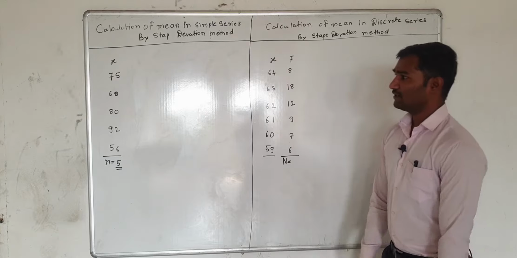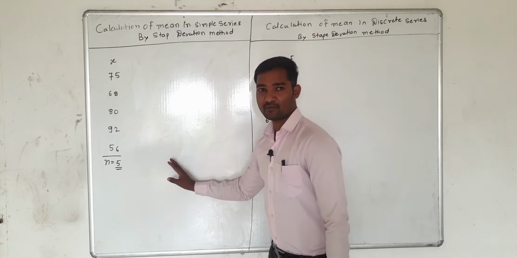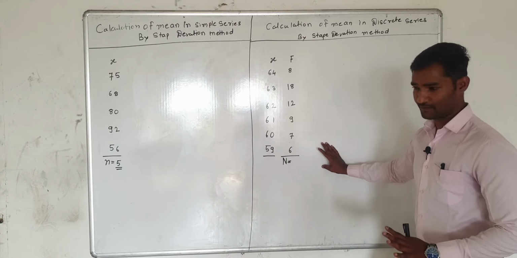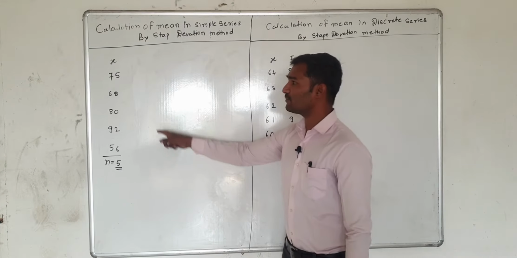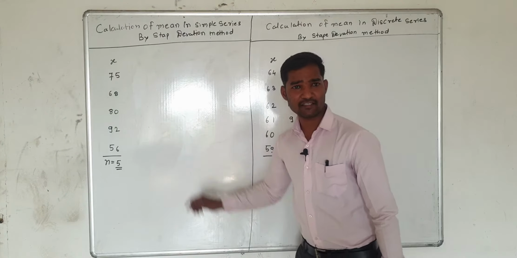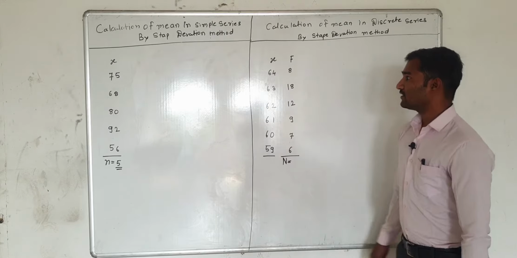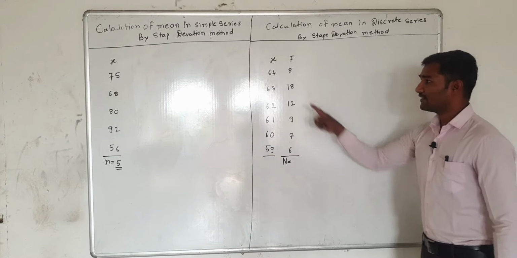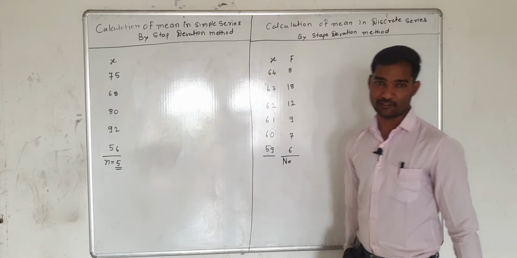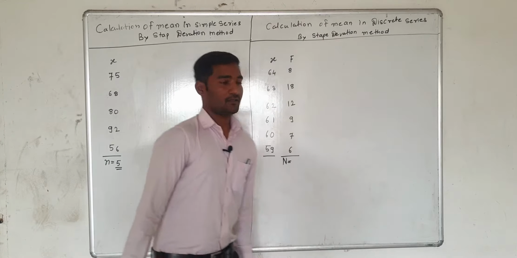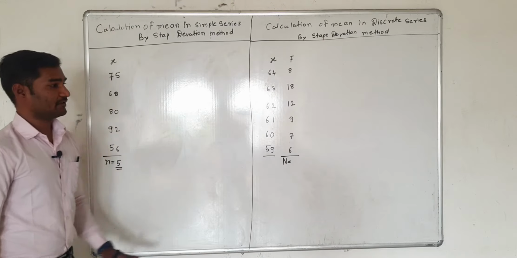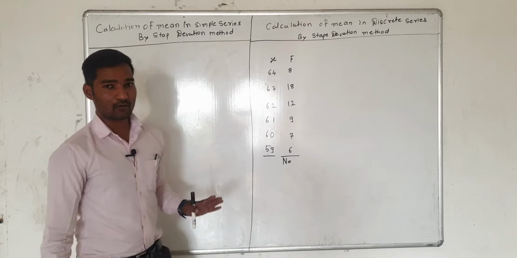In examinations there is a type of simple series problem and a problem of discrete series. So, what is the specialty of simple series? A simple series has only x values. It is also called a personal series or an individual series. Then a discrete series has x values and also a number of frequencies. Okay, got it? So, that is the characteristic of simple series and discrete series. Then we will learn how to calculate the mean.